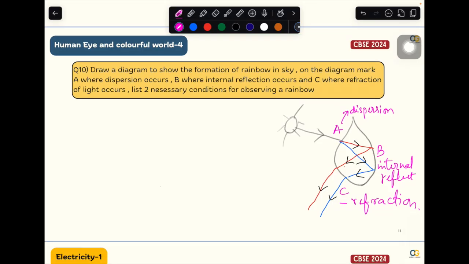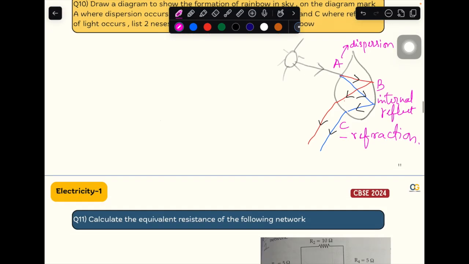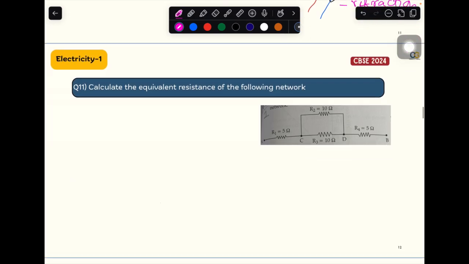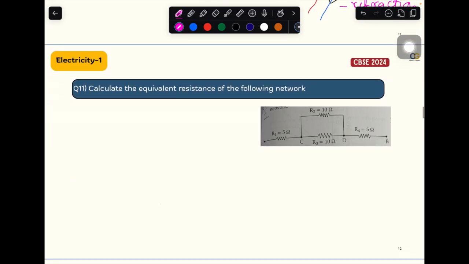Now this is how usually this chapter is tested: a theory with one basic numerical or diagram, and you can prepare accordingly. As always, prepare for the defects of vision with the diagrams, it will really help you. Now moving on to electricity. Hope you have not lost any marks in human eye. Let's move to electricity so that we can get our final score out of 20 soon enough.